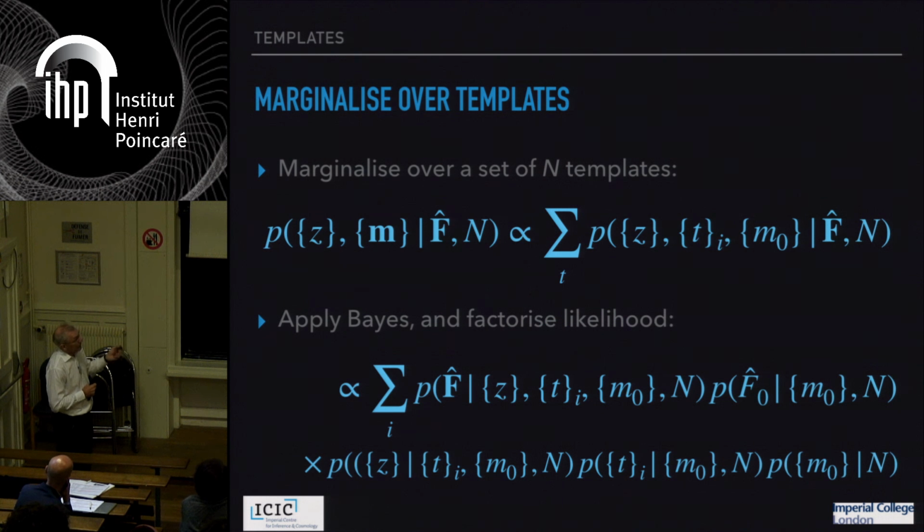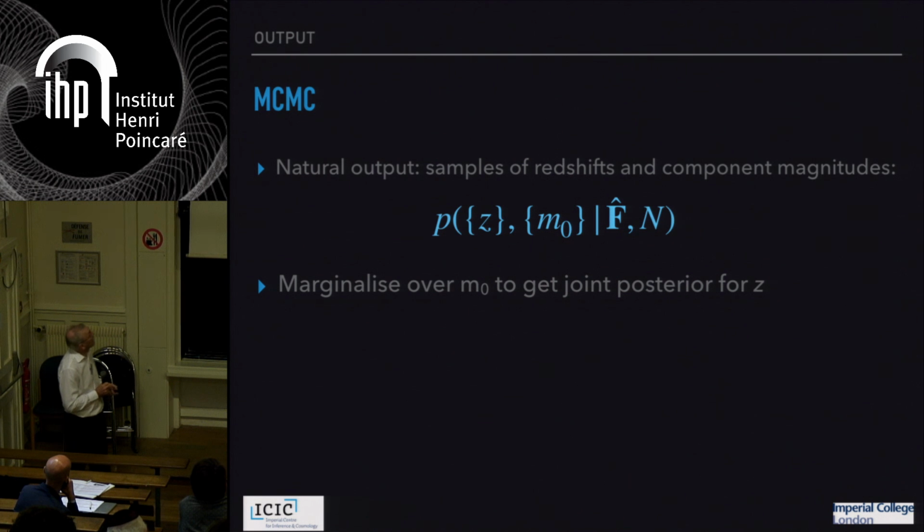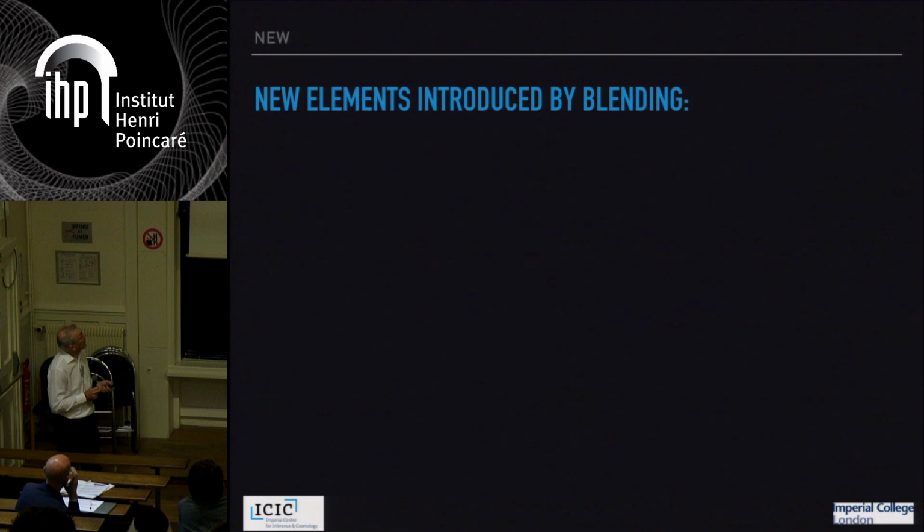The reason for doing BPZ is that I don't really want to explain this, but it is basically a similar sort of subdivision. You'll notice that it depends on the probability of the set of redshifts given the templates and the magnitudes. Here one has to be a little bit careful, because the joint distribution of the redshifts won't be factorizable because of clustering. That's a subtlety. The natural output of this will be samples of the redshifts and the magnitudes of the component objects. And if we're interested in the redshifts, then one would marginalize over the magnitudes.